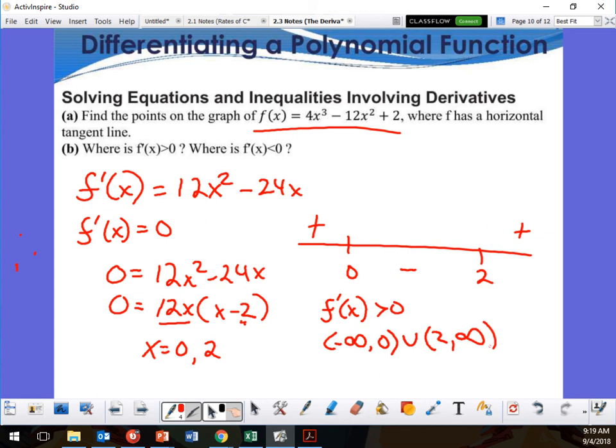Very good. So the next one, let's say f prime of x is less than 0. From where to where? 0 to 2. Parentheses, 0 to 2. Does that make sense? Yeah. Okay, are we good?